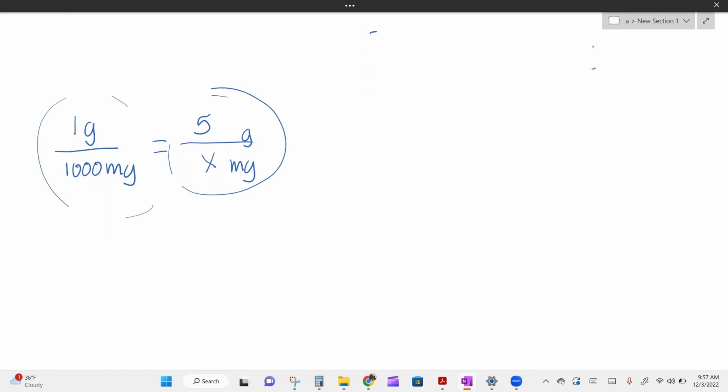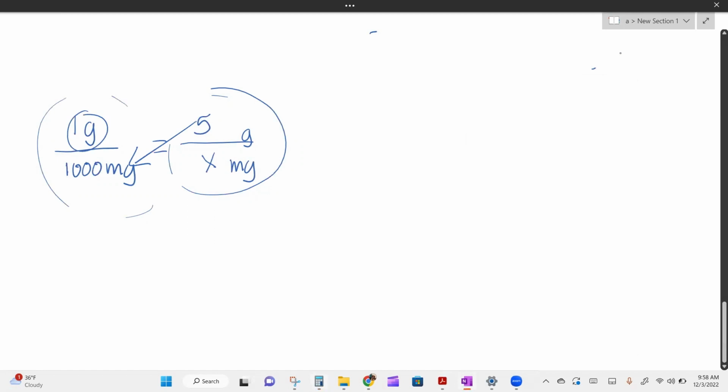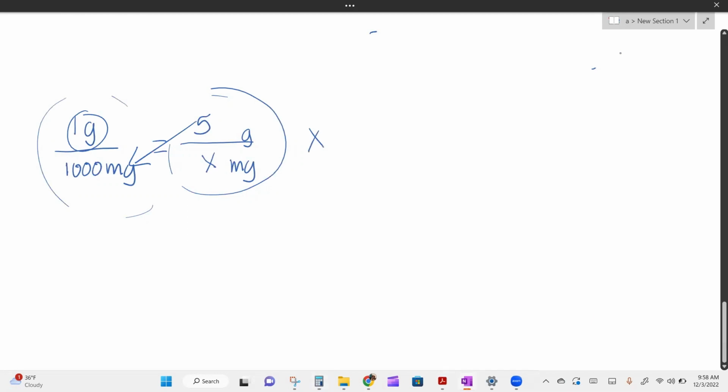So when you're setting up these problems, that is what you will do, especially as we progress into the math mod. Those of you that have been in the math mod know what I'm talking about. Anyway, we would just do the same thing. We're going to cross multiply the two numbers that are diagonally from each other. This is the method that I use. I'll do the other method in just a second. So 5 times 1,000, and divide that by 1, which is what I have left, which is 5,000.